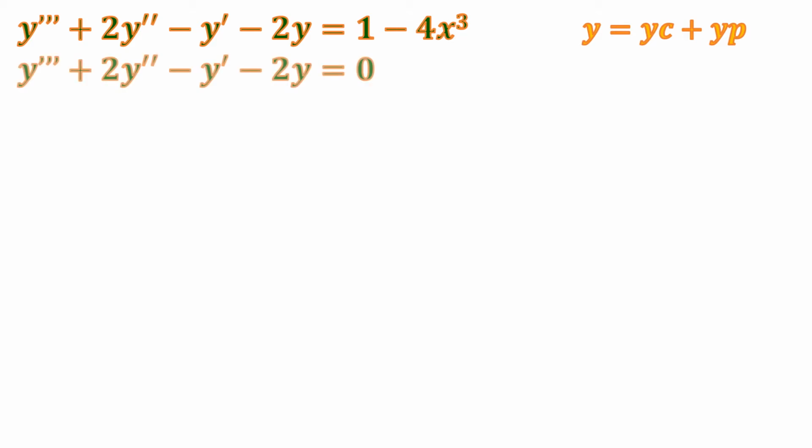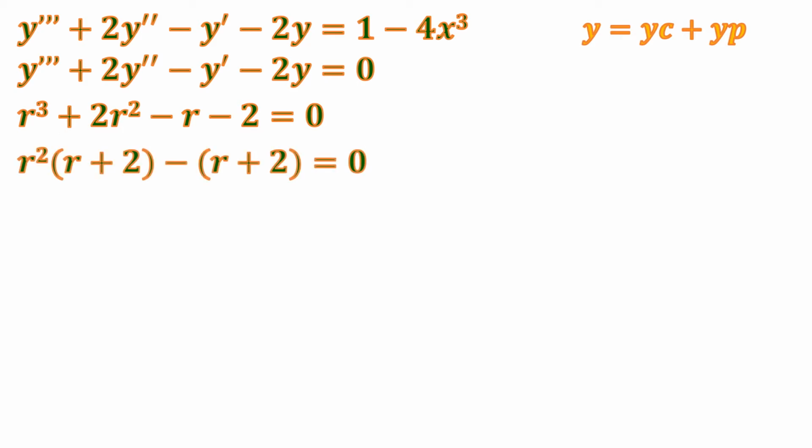So let us find the complementary solution, assuming that the equation is a homogeneous differential equation. So let's have the auxiliary equation, r cubed plus 2r squared minus r minus 2. And we're gonna find the roots of these r's. So we can use factoring by grouping. We're gonna group r cubed and 2r squared, taking out r squared, and also -r and -2, taking out -1.